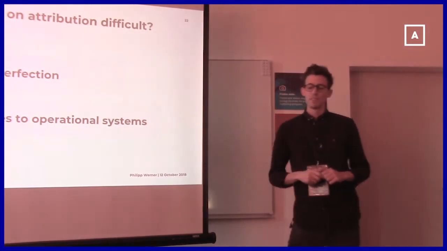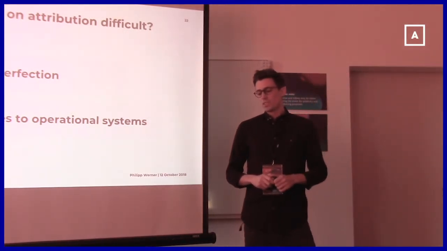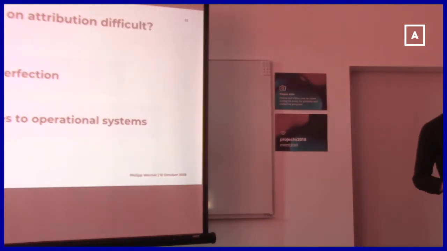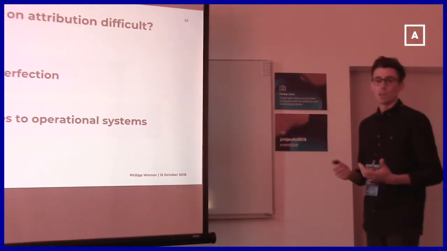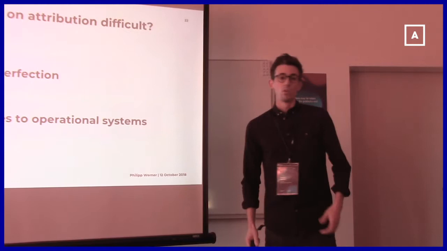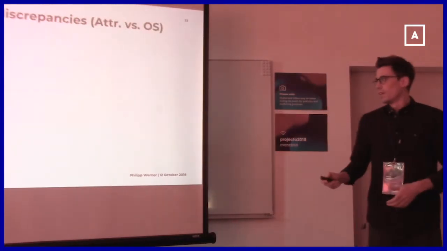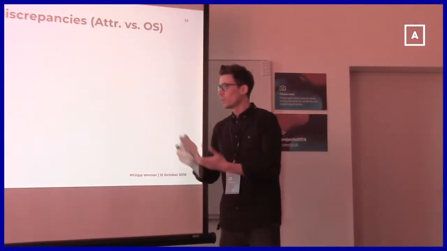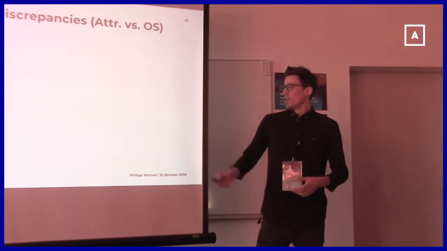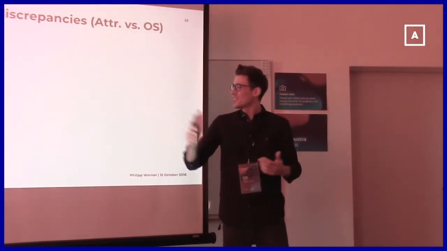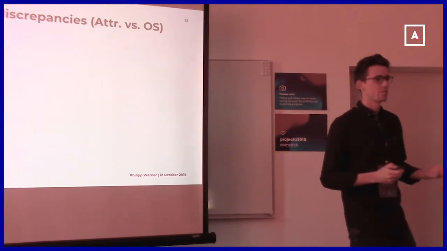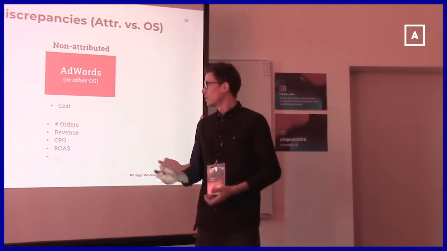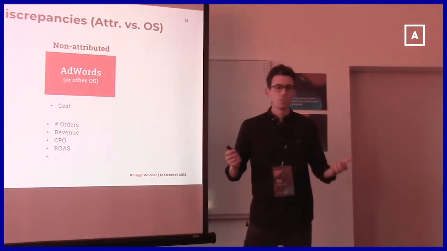The second main reason that makes it difficult is the more interesting one, I think, which is the discrepancies to operational systems. By operational systems, I mean the interfaces of the partners. So on AdWords, or Bing, or DoubleClick, or Facebook. Because if you think about it, what we do is we have this attribution model running somewhere. It could be a data warehouse, could also be Google Analytics. We see costs in there, we see number of orders, everything you're interested in. And by definition, we have non-attributed data somewhere else, like AdWords in this example, or any other of these operational systems.